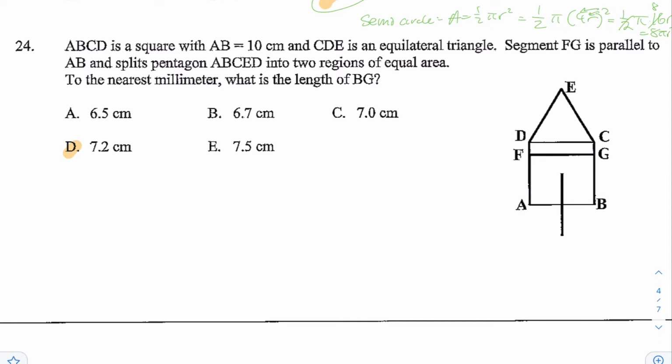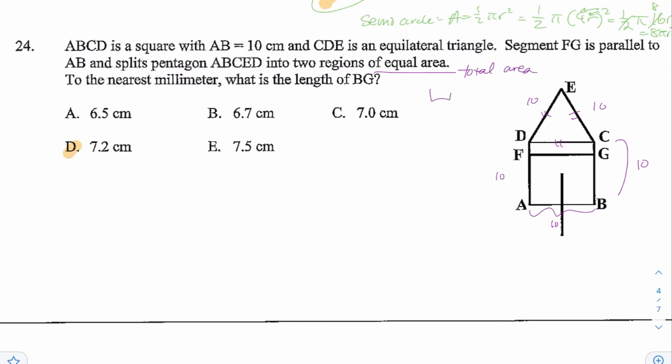So here we have ABCD, which is a square, and each side is equal to 10. And then CDE is an equilateral triangle. So because each side is equal, it matches with the square, so each side is also equal to 10. Now FG is going to be parallel to AB, and it splits this pentagon into two regions of equal area. So I want to figure out what is the length of BG. So let's find the total area.